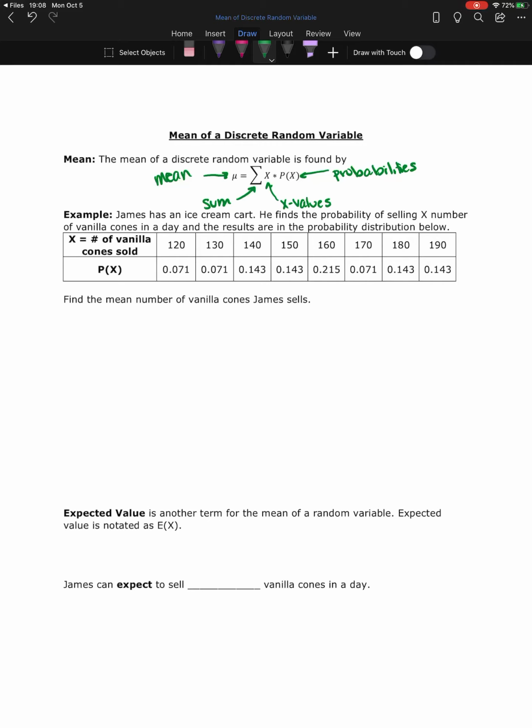So now we want to find the mean number of vanilla cones that James sells. So what is the average number of vanilla cones that James will sell? To do that, I'm going to take each x value. So the first x value is 120. And then I'm going to multiply that by its probability. So the probability that James sells 120 cones is 0.071, and that is 8.52.